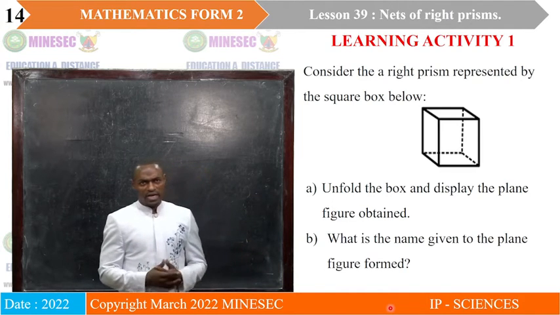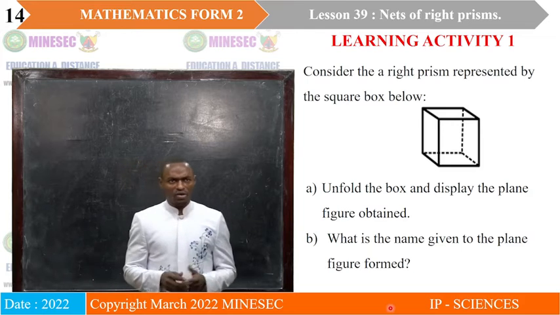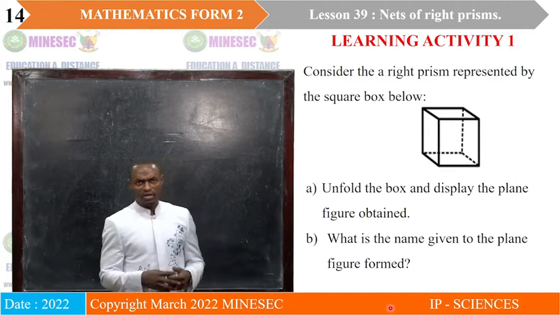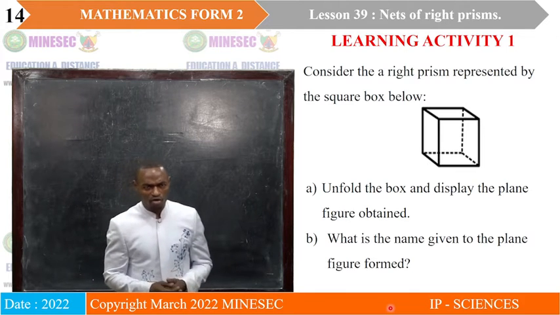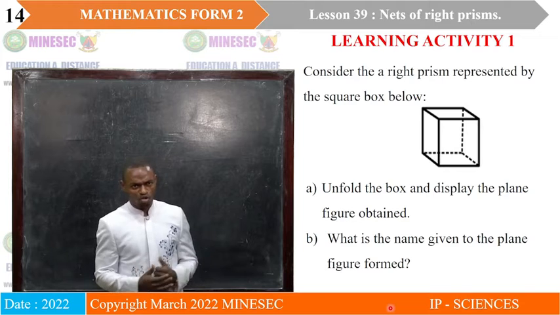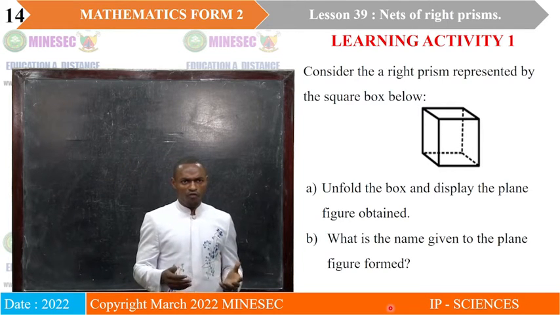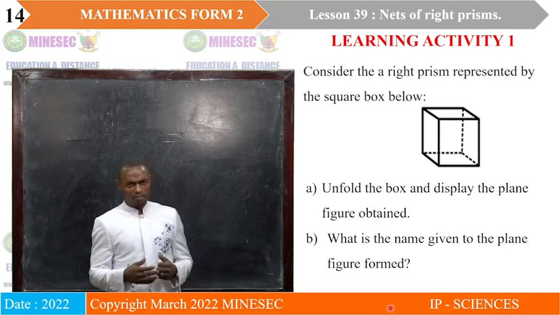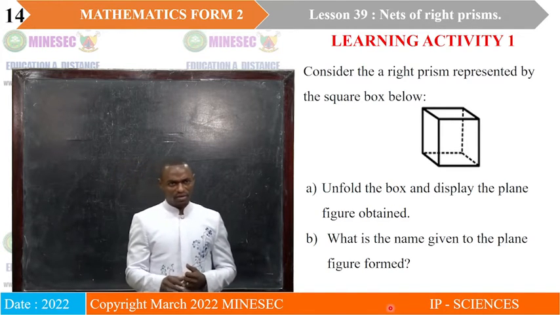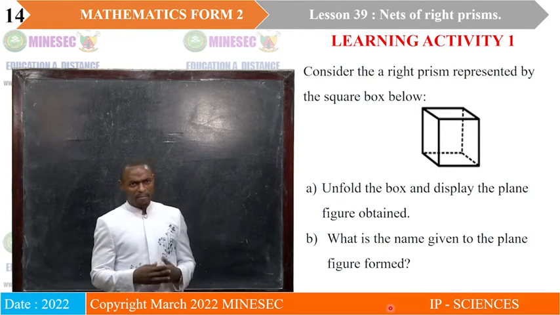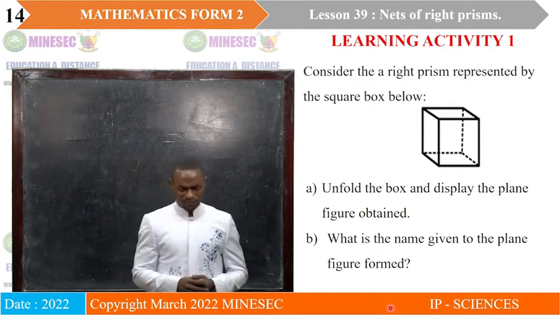This is our first learning activity. Consider the right prism represented by the square box below. That square box, you look at it, is actually a cube. Unfold the box and display the plane figure obtained. What is the name given to the plane figure formed?